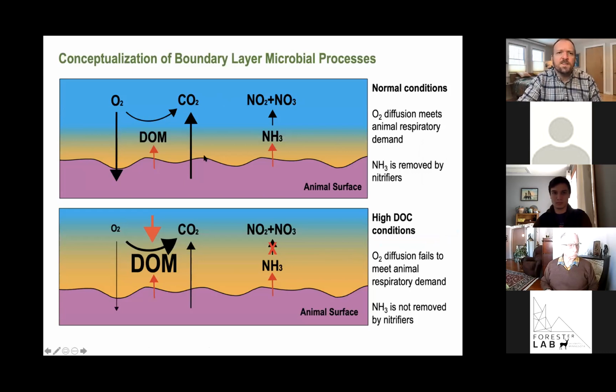And so this is kind of a conceptualization of the disease as we understand it now. Essentially, under normal conditions, you have dissolved organic matter, which is being exuded by the starfish in the form of mucus that stimulates bacteria. Normally, that doesn't result in any inhibition of oxygen making it into the animal itself or carbon dioxide being released. Also, you have this exudation of ammonia by the starfish, which is detoxified by ammonium oxidizers.